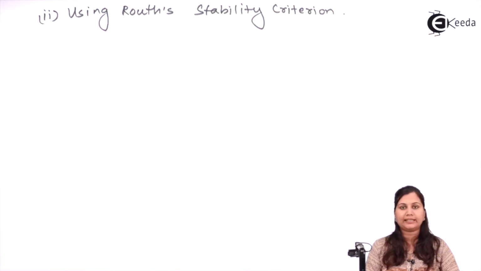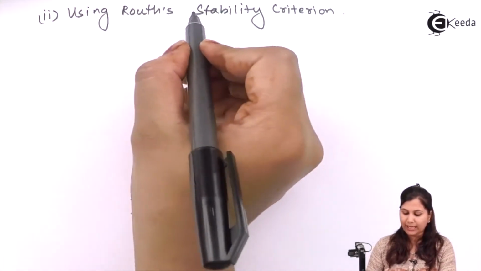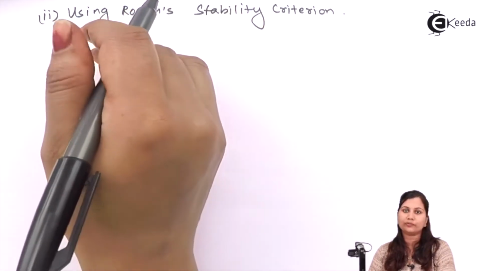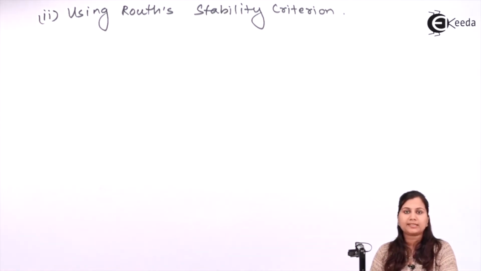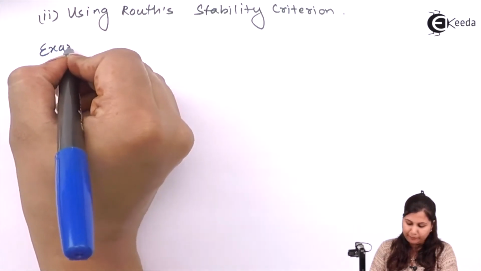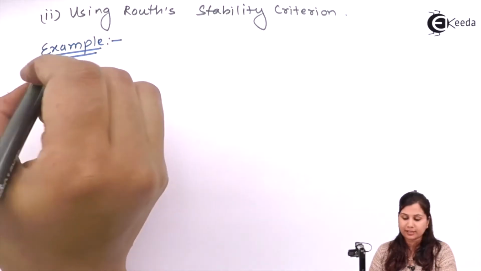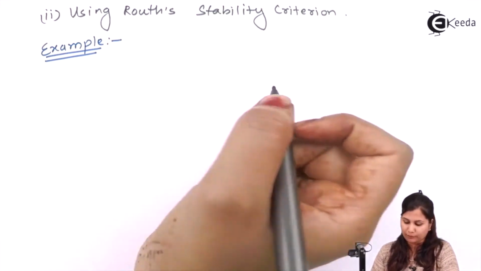Routh stability criteria we have already studied in our previous video. So using that Routh stability criteria also, we can find the point of intersection of the root locus branch with the imaginary axis. Now take an example so that you will be able to understand how we are going to use these two methods to determine the intersection point.